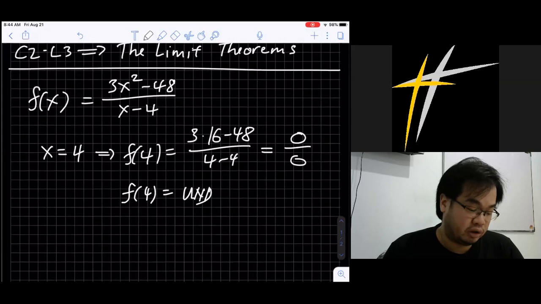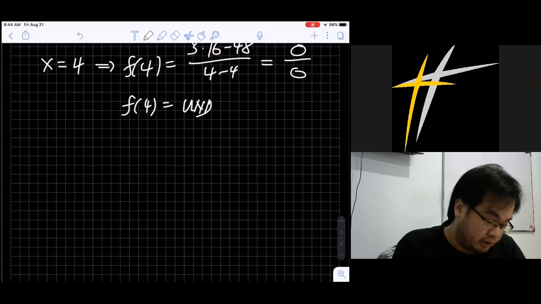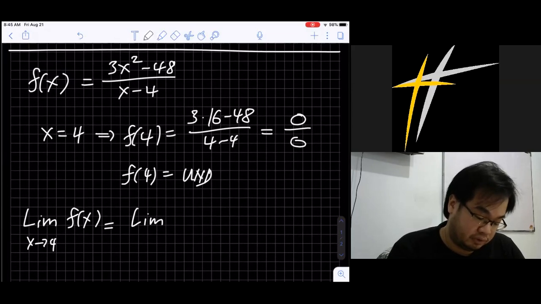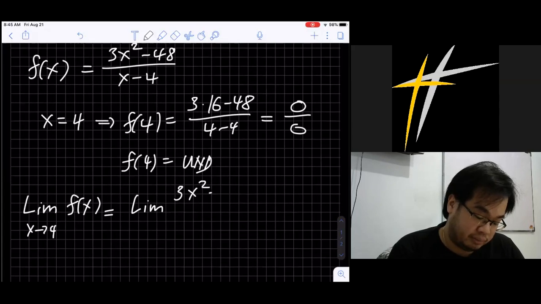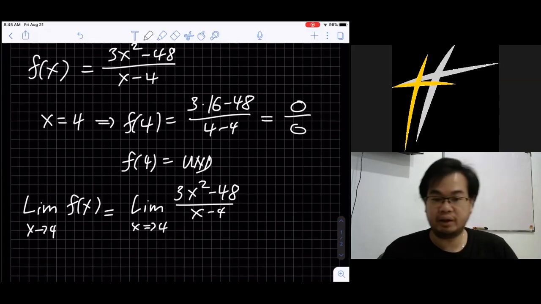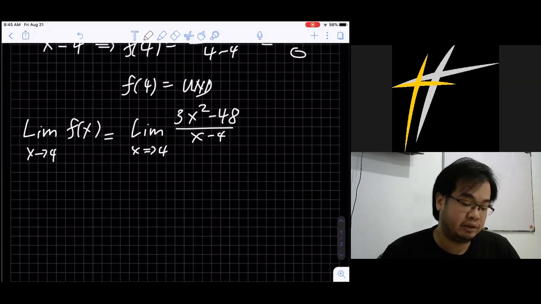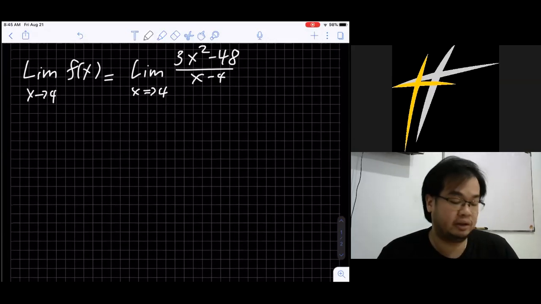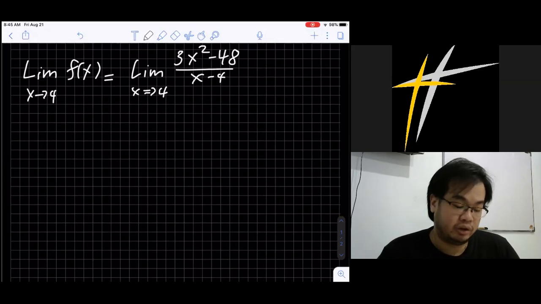But if we are talking about the limit, if I want to find the limit of f(x) as x approaches 4, it's equal to the limit of (3x squared minus 48) over (x minus 4) as x approaches 4. Last time, in the first lesson of the first chapter, I already taught you how to look at it by the graph, right?